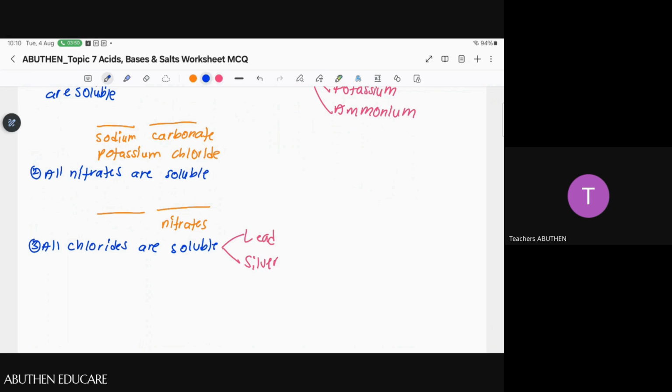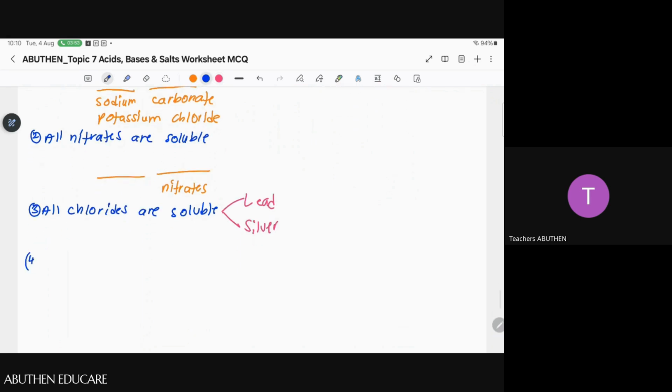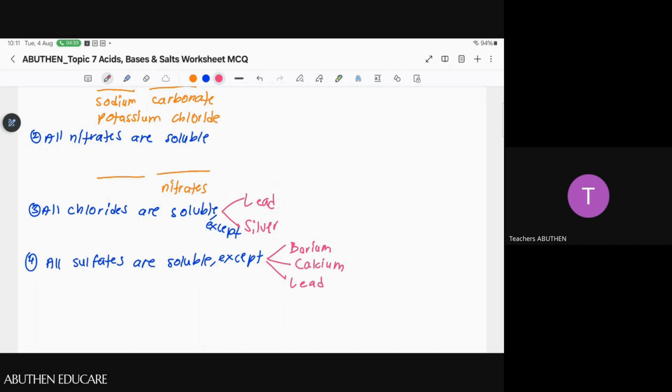Now let's go to rule number 4. SBCL. What is SBCL? All sulfates are soluble except the BCL, right? So the BCL stands for barium, calcium, and also lead.